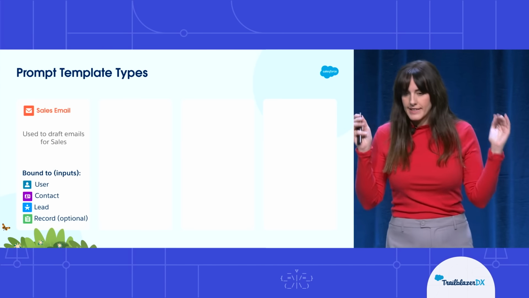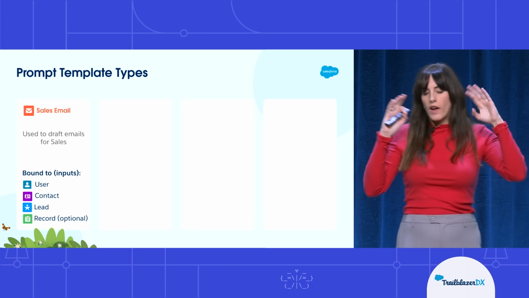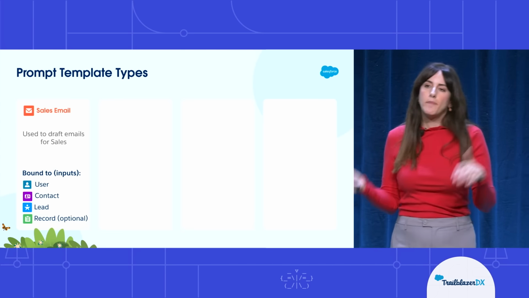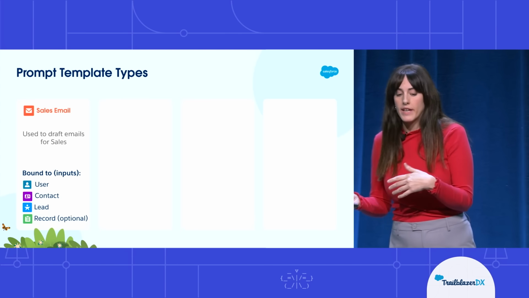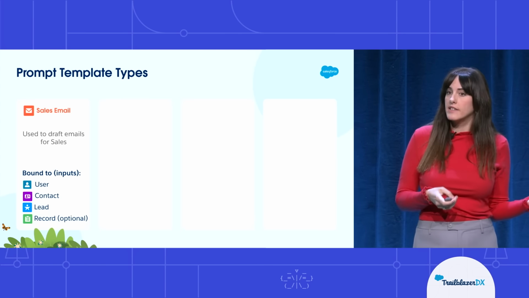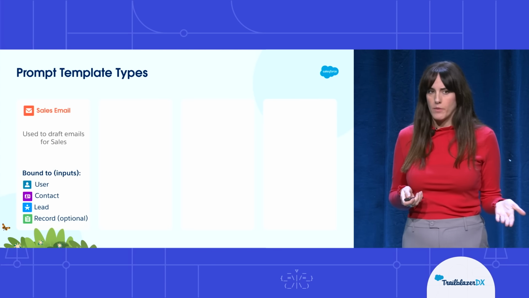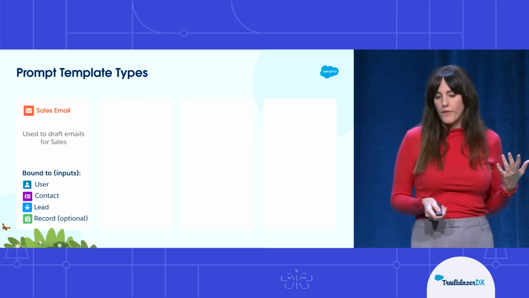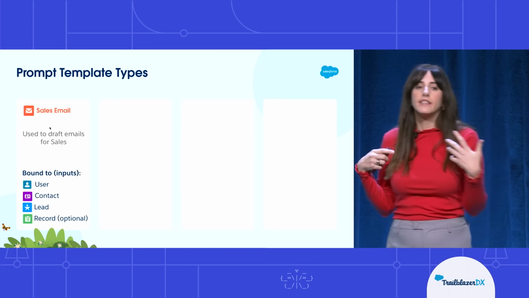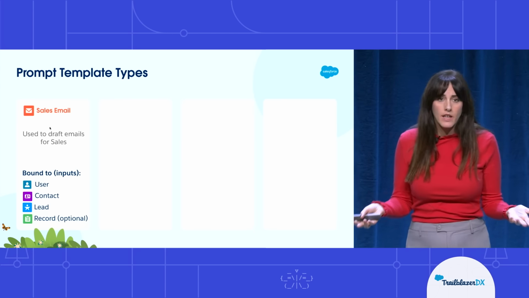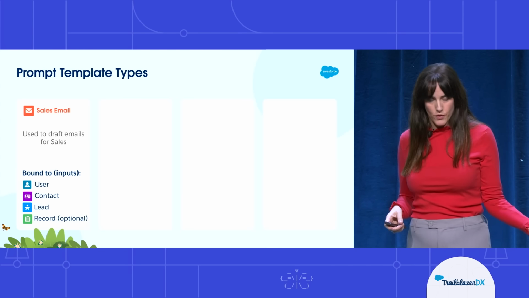Now, let's get deeper into this. To understand how to create an Apex class, either to ground a prompt template or to invoke it, we need to first understand the different prompt template types that are available. The first one is sales email templates, which are used to draft emails from the out-of-the-box drafting email functionality in Salesforce.